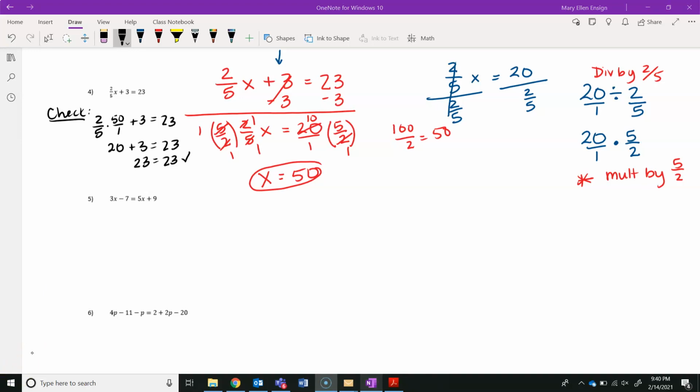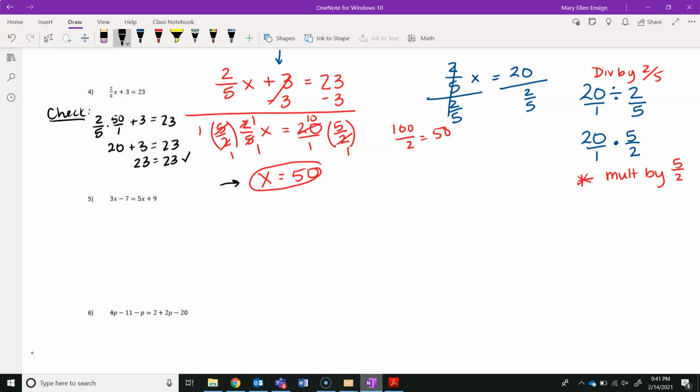Okay, so let's go on to the next one. Now the next one is a little bit more complicated just because there are x's on both sides and constant numbers on both sides. Up until now, we've only had x's on one side. But all we're going to do is we're going to move things around so that all of the x's are on one side and all the numbers on the other, because our goal is to have an answer kind of in this form right here where it's x equals a number.